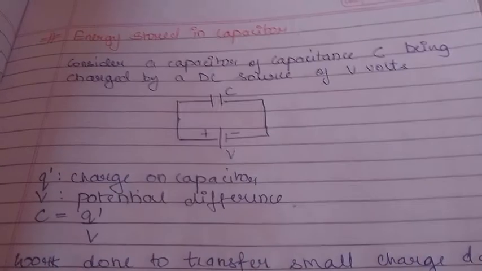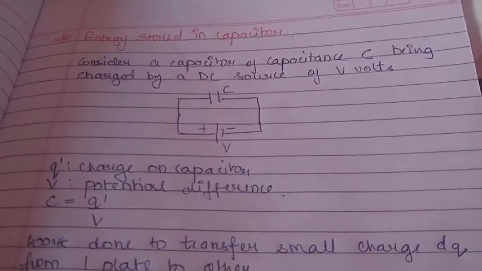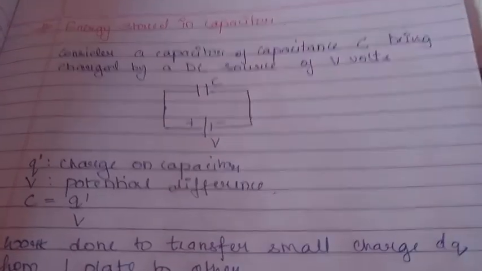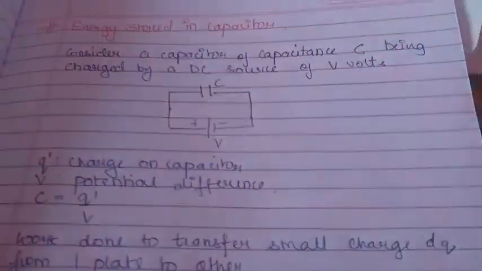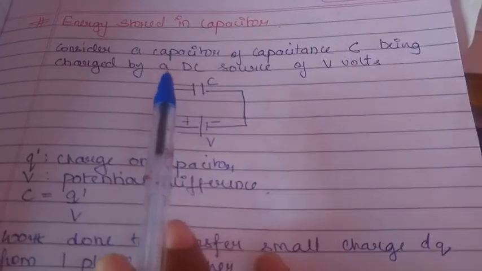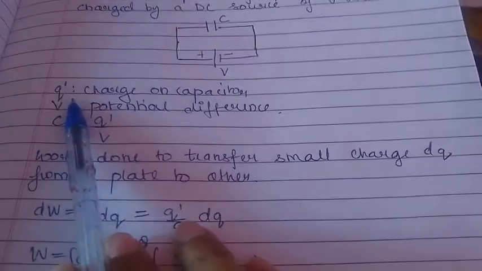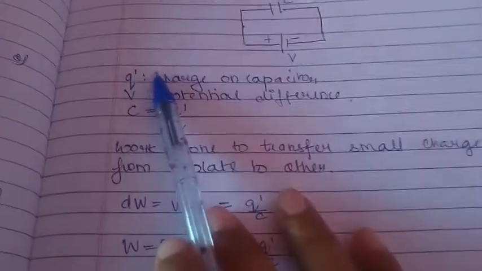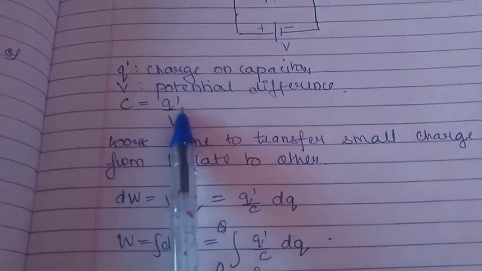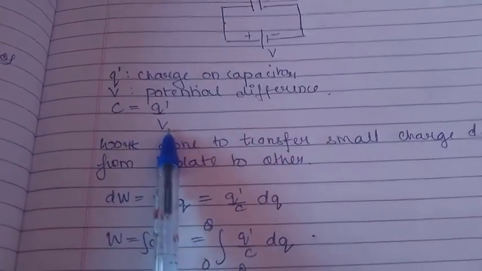Now the next topic is energy stored in a capacitor. As all of you know, in a capacitor charges are stored, so from that we can derive an equation for energy. Now let's consider a capacitor of capacitance C, which is being charged by a DC source, as you can see in this figure. Let Q prime be the charge on the capacitor and the potential difference be V. As you know, capacitance C is equal to Q by V, you can write that here.